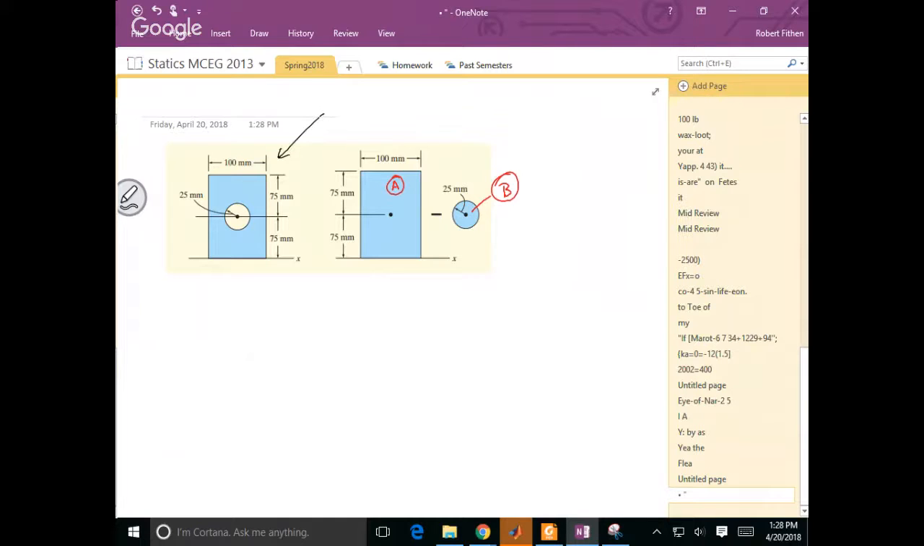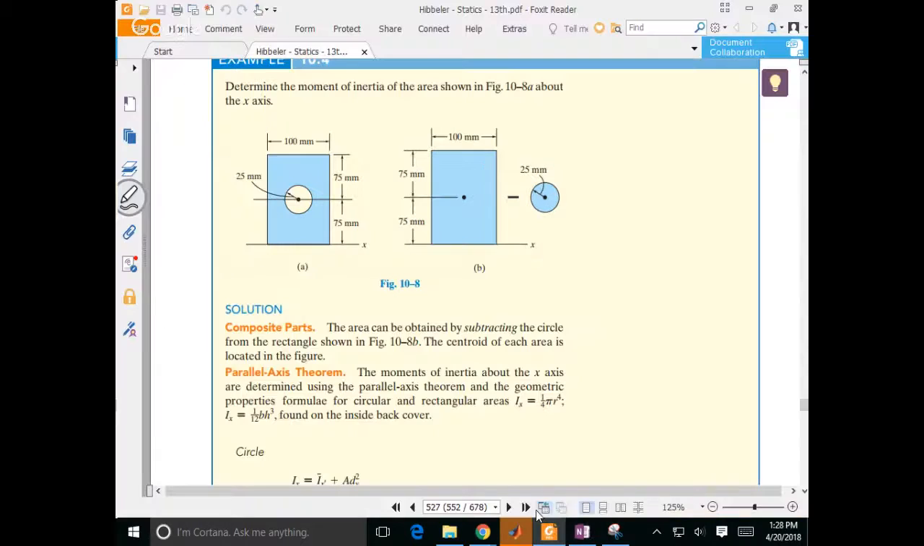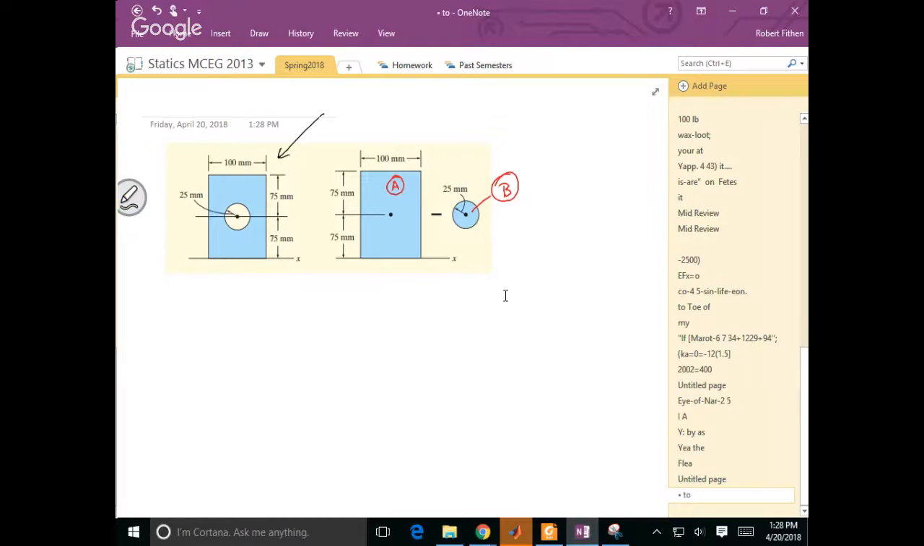Now the other question is, I need to know if he wants to find it around the X. Determine them about the X-axis. So there's your X. Okay, so he does. He wants to find it about here. So I need to list region A, region B, and make myself a table.